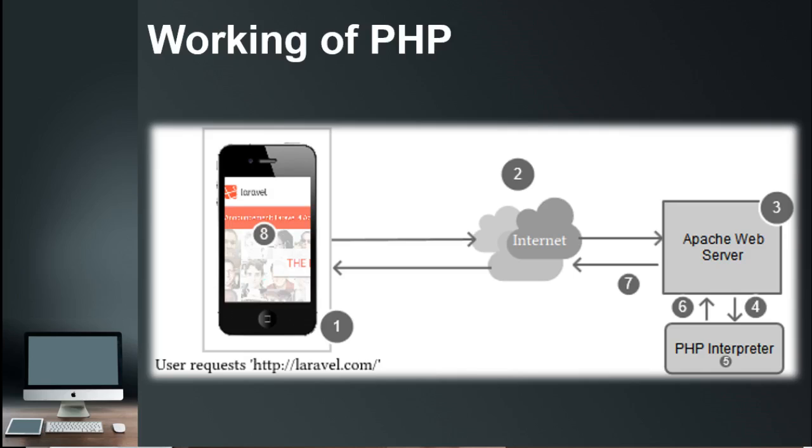So here you can see the working of PHP. PHP scripting language can be executed via an interpreter. Underline the word interpreter and write it as a translator, which is installed in the web server, or we call it CGI, Common Gateway Interface. The web server is also called CGI, Common Gateway Interface.